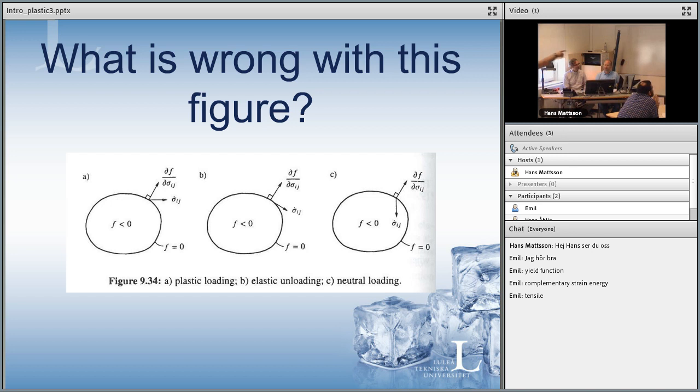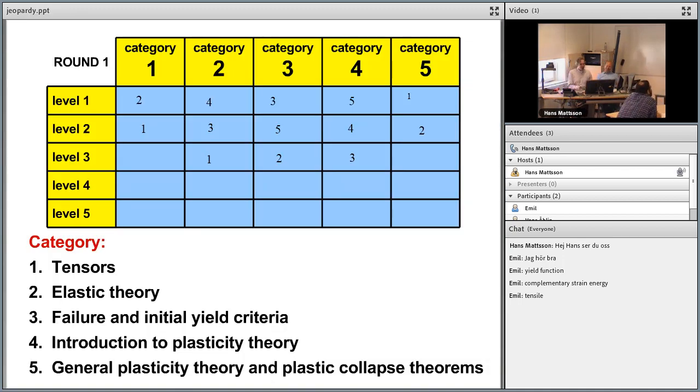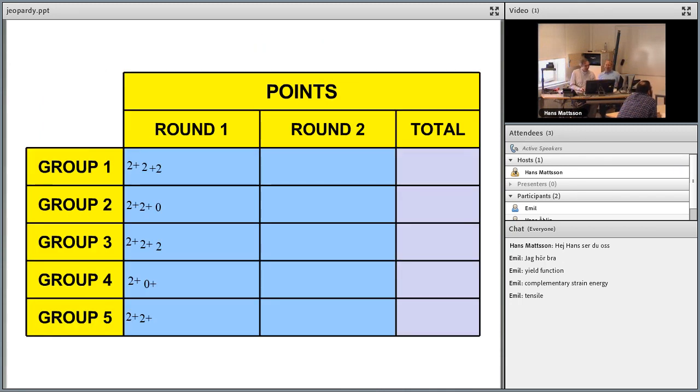The middle arm, it's not elastic, it's neutral loading because the increment of stress is tangential to the yield locus. It's totally correct. It was actually a printing error in the book that we saw. I guess many of you have seen that. Group number 3, very strong, stands up, goes to the whiteboard and delivers the correct answer. Now it's very hard here. Group number 3 takes 2 points more and has 8 points.